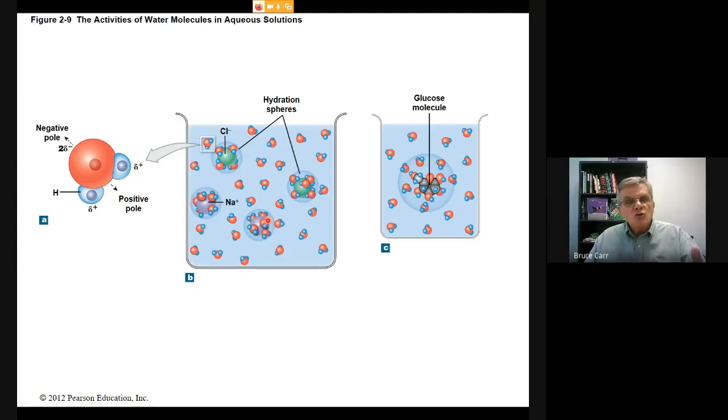This is why salt disappears spontaneously when you drop it in water. And it's why it stays in solution until you evaporate the water away. When you evaporate the water away, the sodium binds with the chloride. In the absence of water, you get that same salt crystal back.